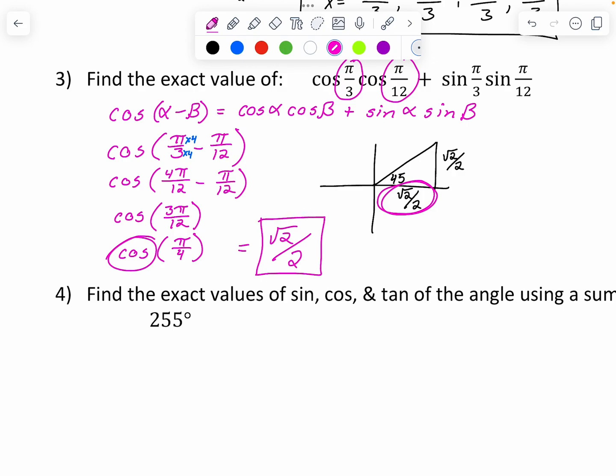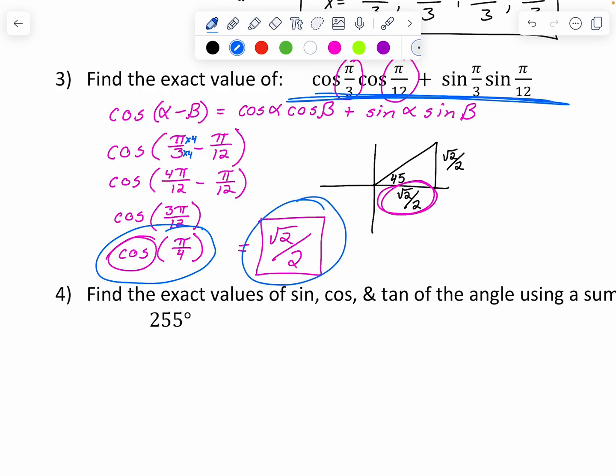So what you have to be able to do on these is recognize that what they've given us here matches one of the formulas that we have for the sum or difference formulas. Figure out which one it matches, and then basically you're working it backwards until you get it to a single angle, and then you can evaluate it on your unit circle.